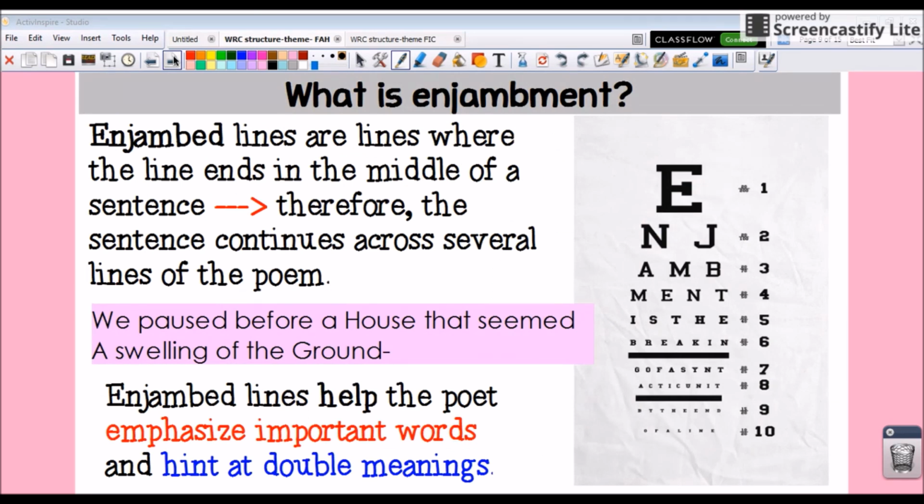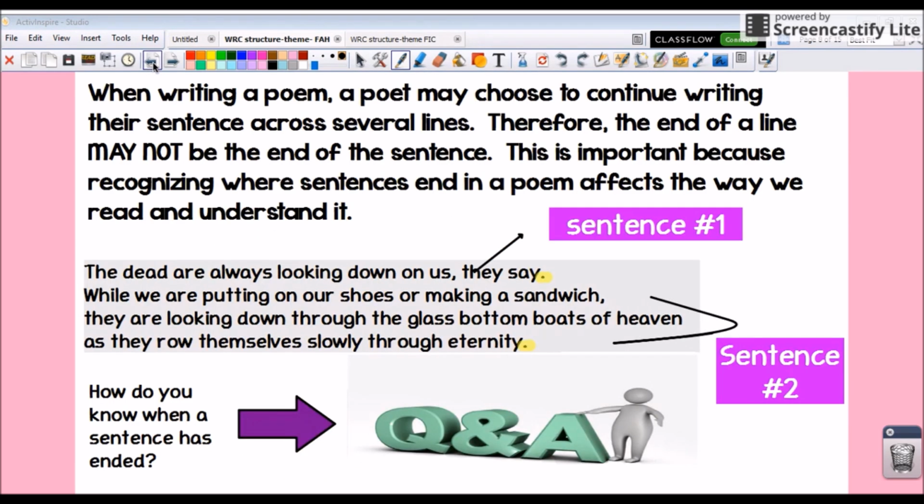All right, so what we just looked at in the previous slide is something that's called enjambment. Enjambment is basically where the lines are not the end of the sentence. So enjambed lines are lines where the line ends in the middle of a sentence. Therefore, the sentence continues across several lines of poetry. So that's what we saw with Billy Collins' The Dead.